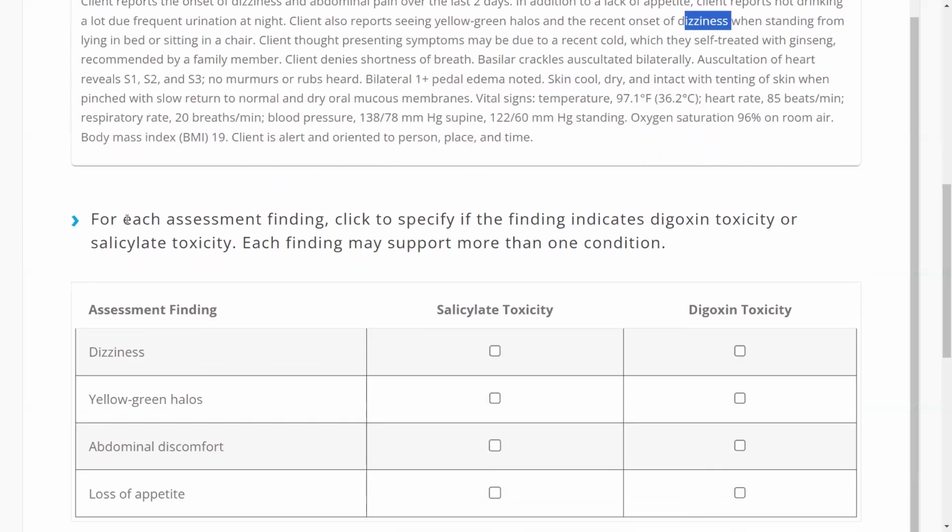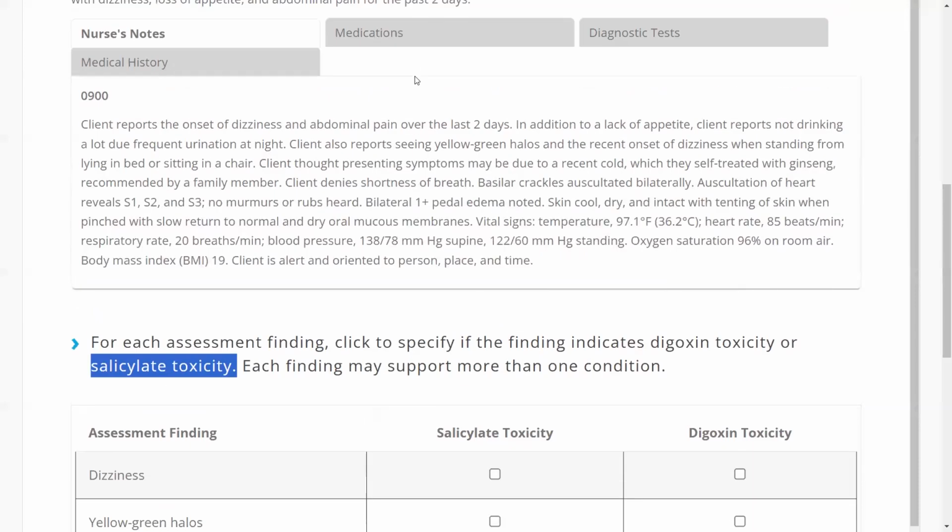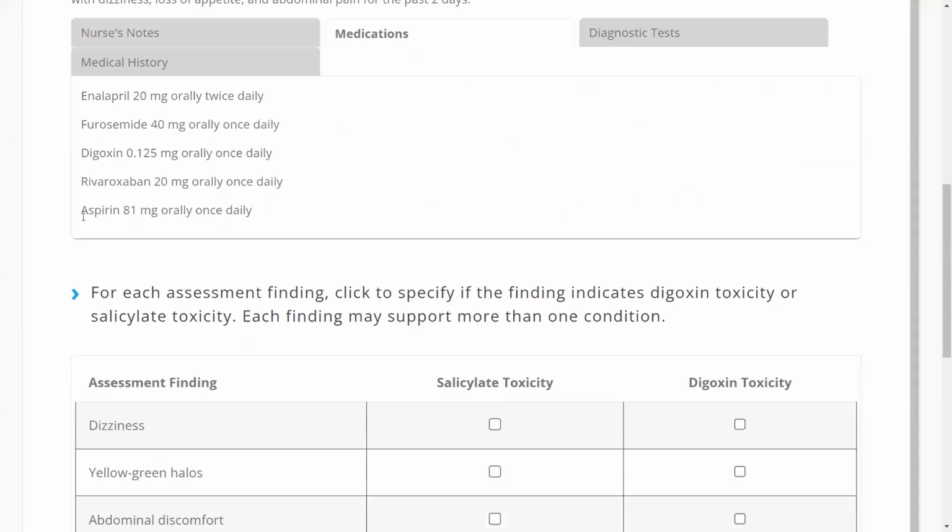So they're asking in this question, for each assessment finding, they want us to specify if the finding could indicate the patient has developed digoxin toxicity or salicylate toxicity, which is aspirin. Remember, she's taking both aspirin and digoxin. So could these new symptoms correspond to an overdosed amount, which equals toxicity?